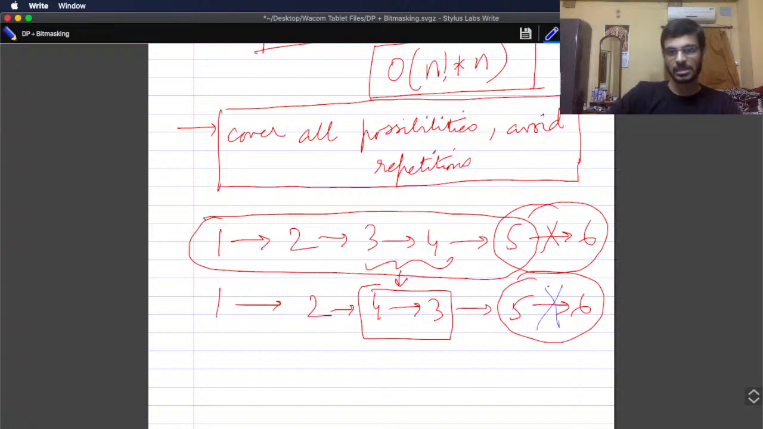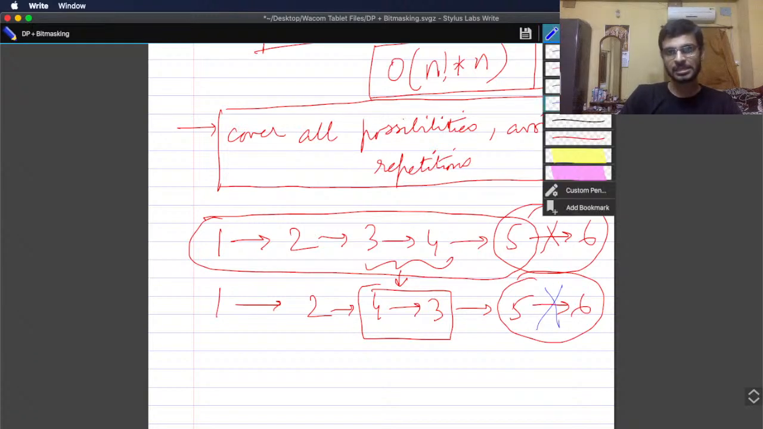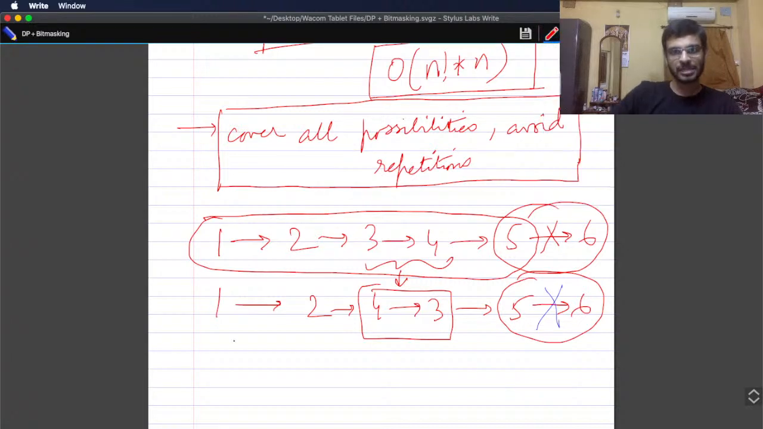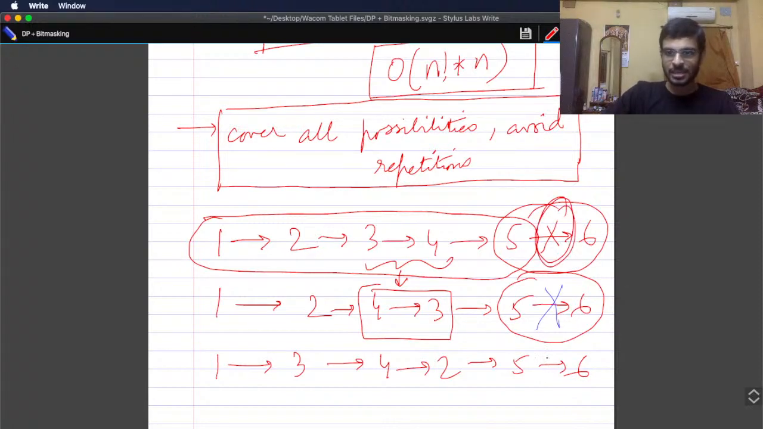Makes sense? Now if I say I'll consider something else. I'll go from 1 to 3, then to 4, then to 2, then to 5, then to 6. I'll plan this particular permutation. The moment I know that this is not possible, can I say that here also it won't be possible? Regardless of whether this is possible or not, this entire thing is not going to be possible, right? This is not a valid path.